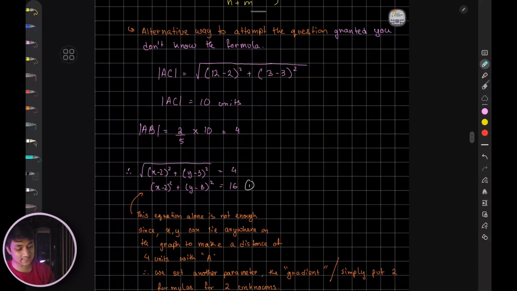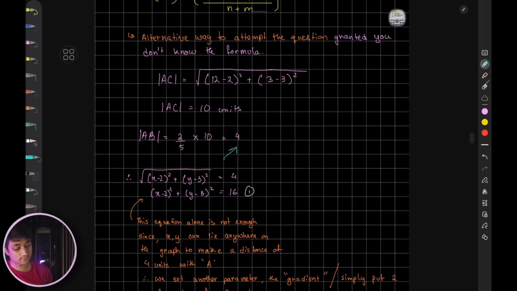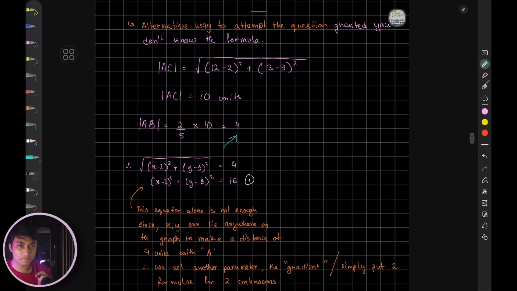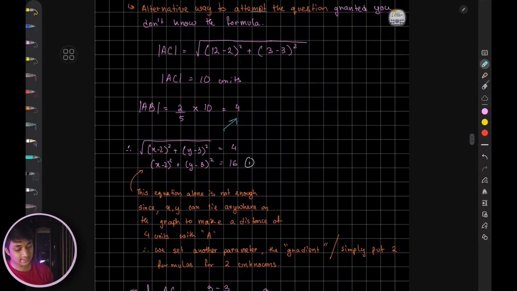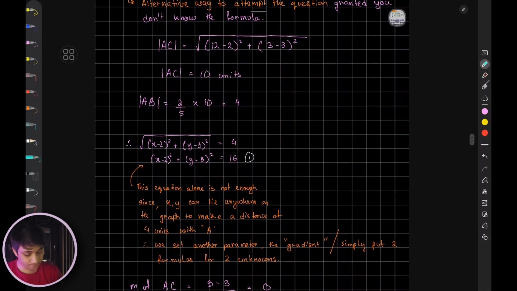I'm going to use that idea and say 2/5 of AC is going to be 4. Fair enough. Now, how does that help me? It is going to help me form one equation, with the help of the distance formula. Now, you don't know the coordinate of B, but you know the distance of AB. So I can form an equation using x and y.